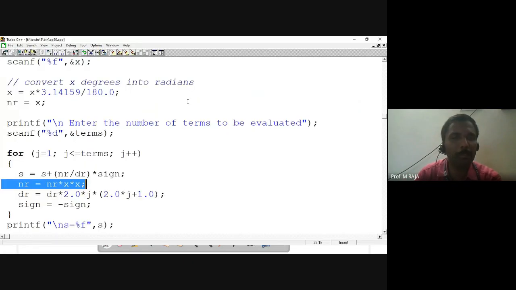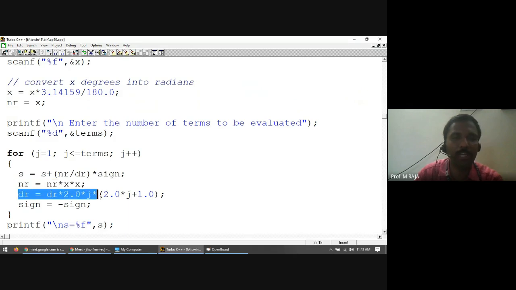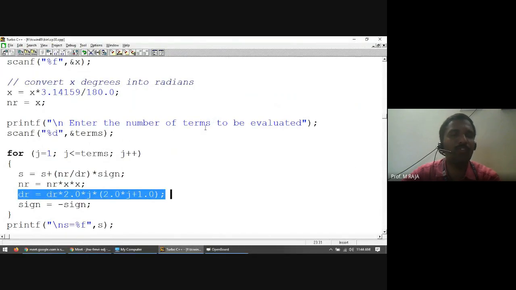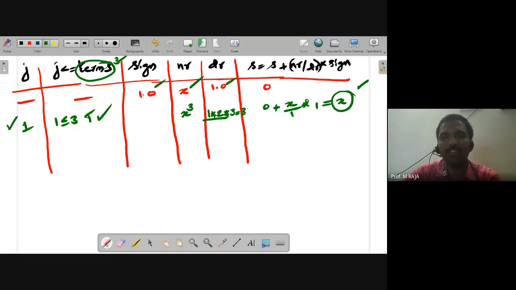Then denominator is equal to denominator into 2j into 2j plus 1.0. So I evaluate here the current denominator 1 into 2j. j is 1, this becomes 2. 2j plus 1, 2 into 1, 2 plus 1, 3. For example, I write as integer values 1 into 2 into 3. Current denominator multiplied with 2j into 2j plus 1. So 2 into 3, 6. I write this as 3 factorial.